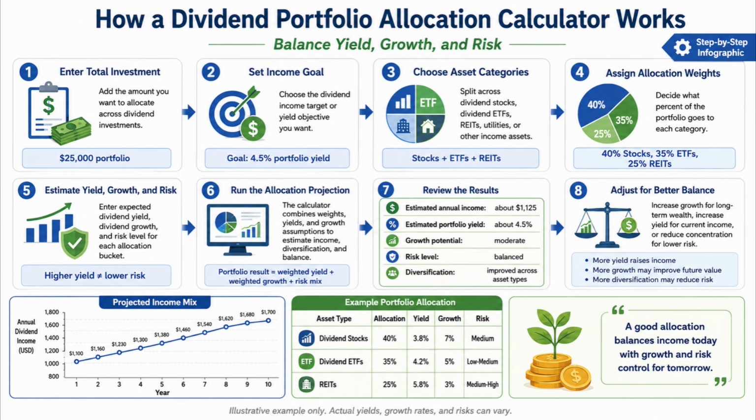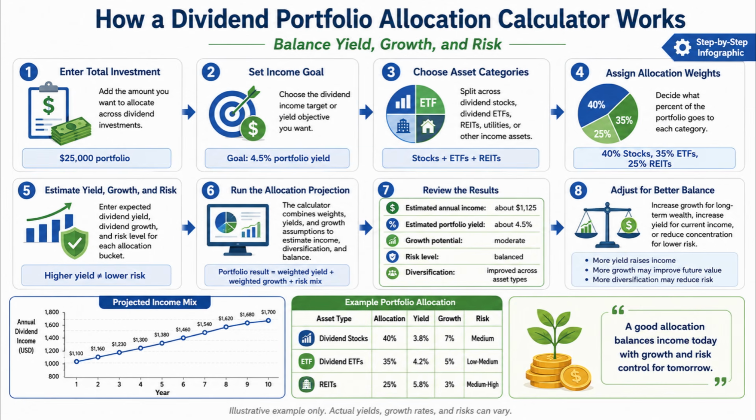In addition, the calculator helps you compare the role of each asset category. For example, dividend stocks may offer medium risk with stronger growth, dividend ETFs may provide lower to medium risk with diversified income, and REITs may offer higher yield but slightly higher risk. Moreover, the calculator helps you adjust for better balance.